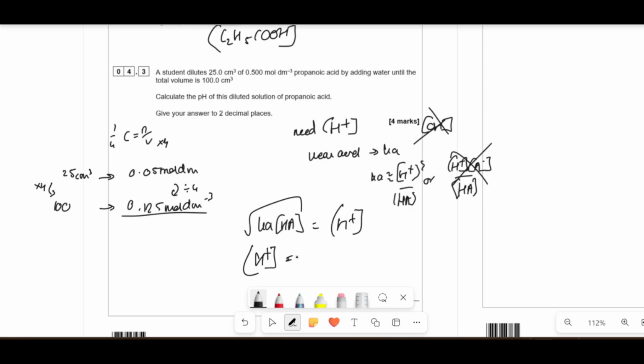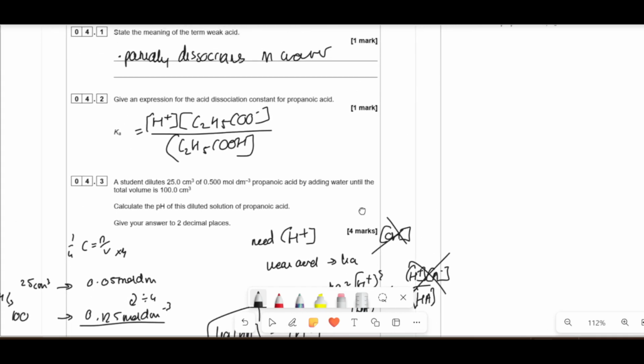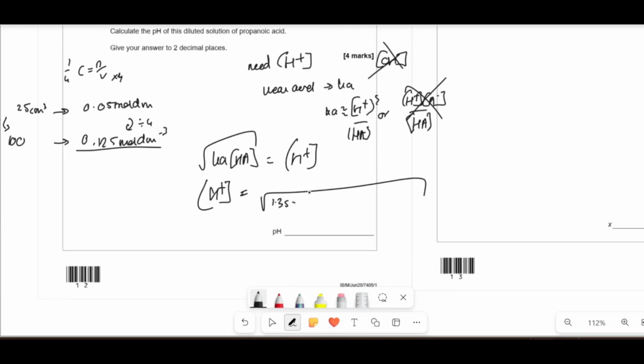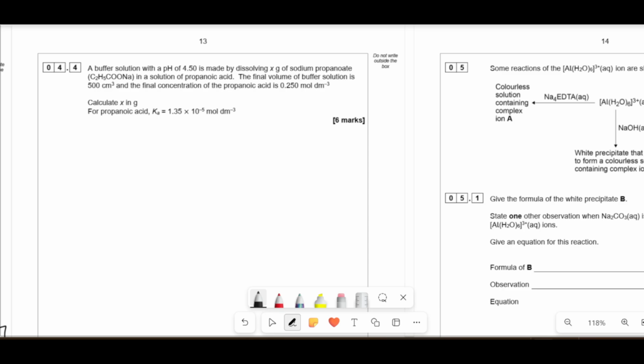H plus concentration would equal the square root of, and they've told you in the top part where it was, 1.35 times 10 to the minus 5, times the concentration, which is 0.125, which is going to be 1.3 times 10 to the minus 3. pH is going to be negative log to the base 10 of the answer you just got, which is going to be 2.89.